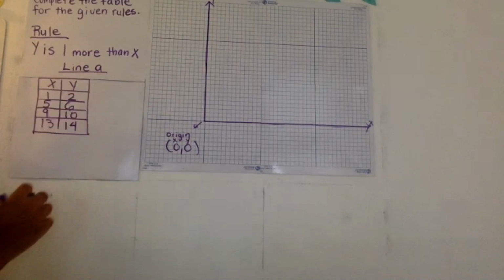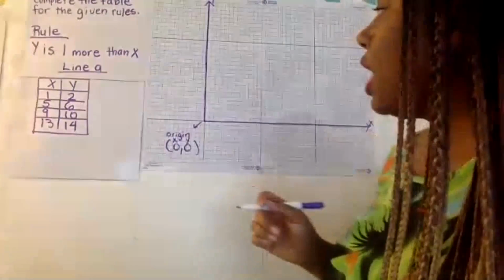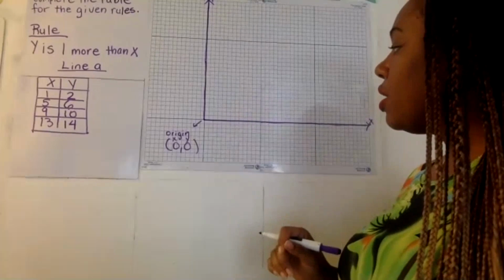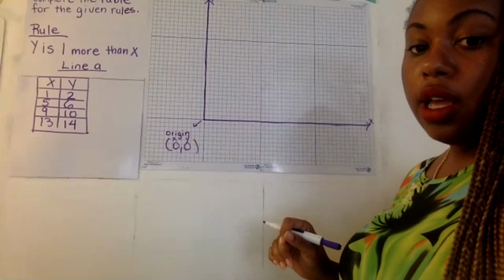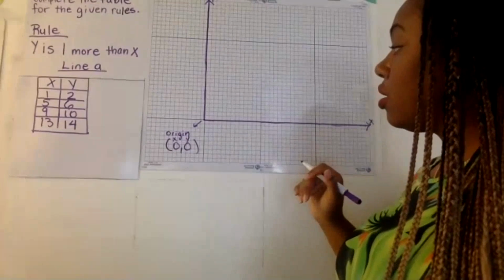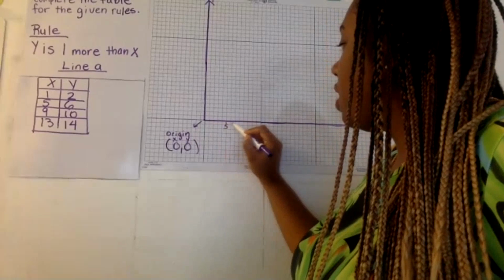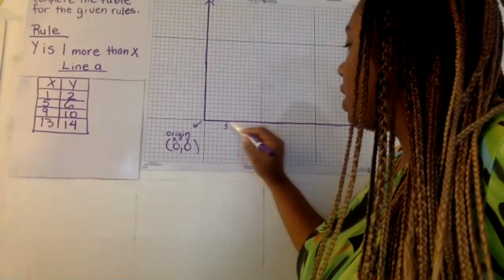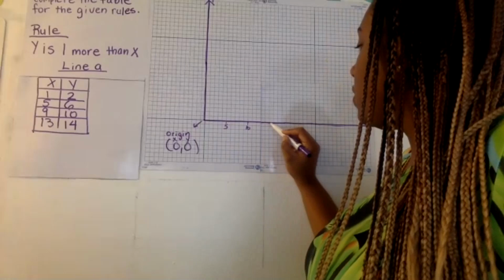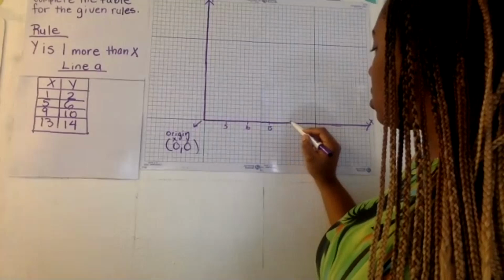So, since we have our x and y value, it's time to plot our points. But first, we have to find a scale. So we're going to be using multiples of 5 as our intervals here, okay? So this is 1, 2, 3, 4, 5. 5, 6, 7, 8, 9, 10. 11, 12, 13, 14, 15. Let's go to 20. 16, 17, 18, 19, 20.